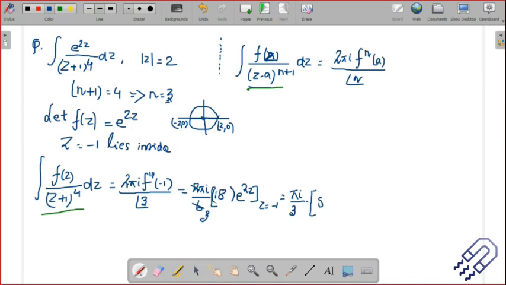So this is 8, and then e to the power 2z at z is minus 1, so I'll put minus 2, right? So whatever answer you got is correct. So this is 8 pi i e to the power minus 2 divided by 3.